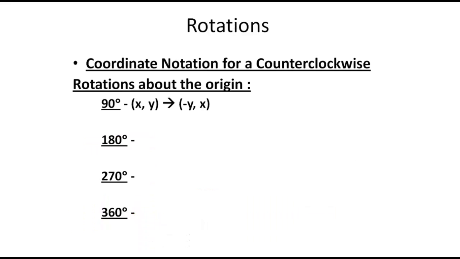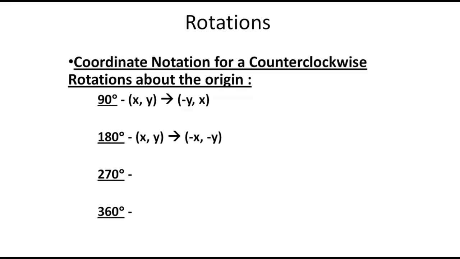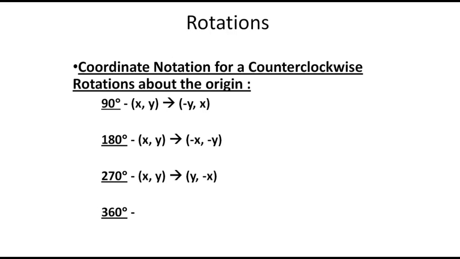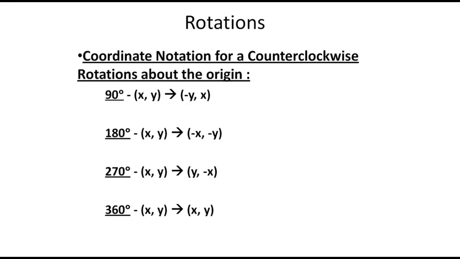Okay, so I'm going to now talk about the coordinate notation for a rotation because some people really have trouble with it visually. So we have a 90 degree, which says I take the original problem, I change the order, and I change the sign on the Y value. 180 degrees, I keep it the same order, but I change both signs. A 270 degree, I change the order and I change the sign on the X this time. And then if I do a 360, I'm right back where I started, so I'm at the same spot.